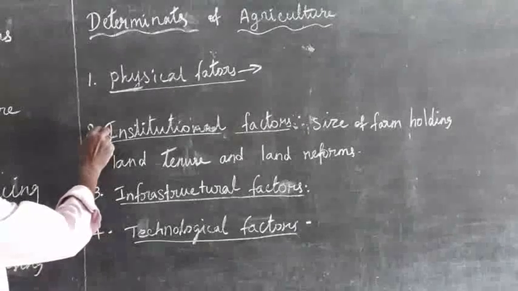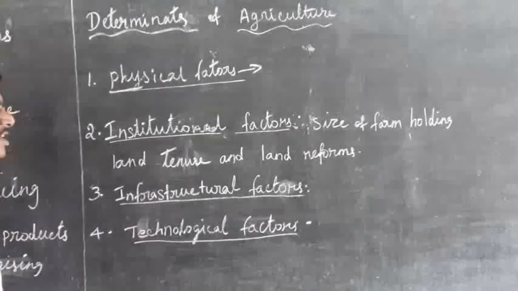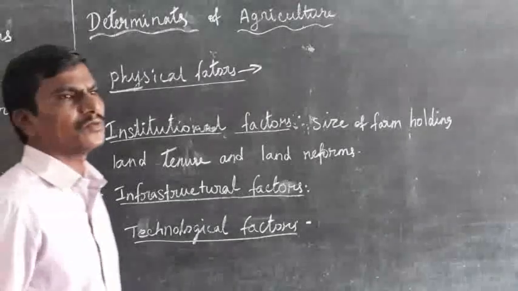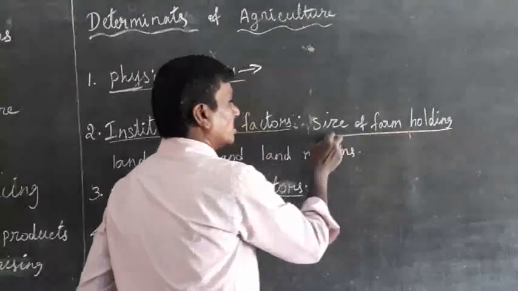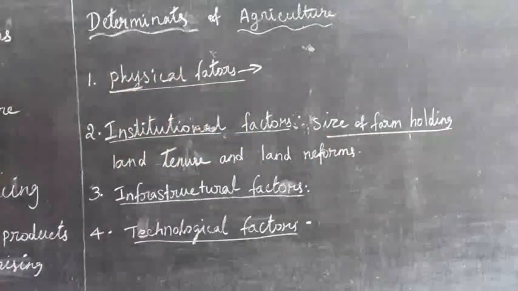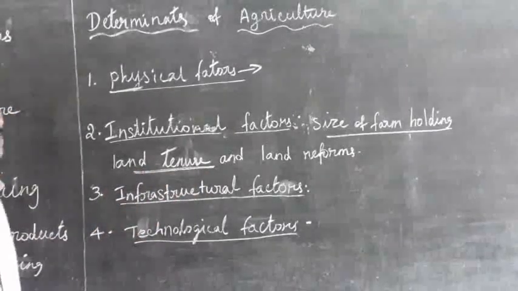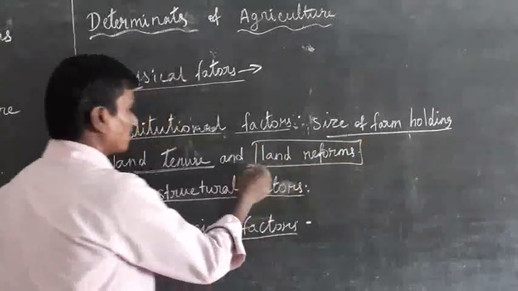The second one is the institutional factors. The institutional factors mean the size of farming, the size of farm holdings, land tenure and land reforms.